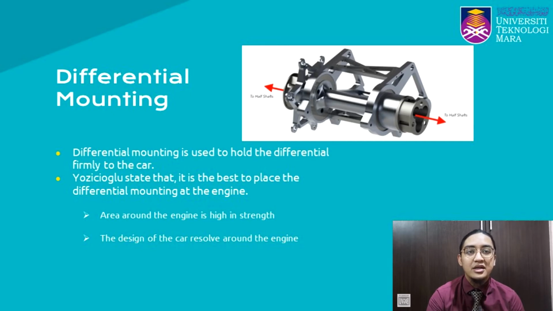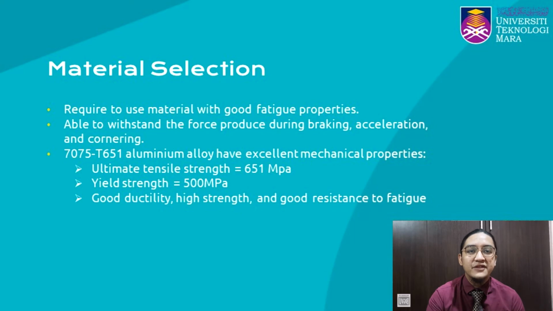For that reason, the location of the mounting itself needs to be placed on a strong foundation. The highest strength on the Formula SAE car is on the engine, due to the whole design being based on the engine. Thus, the transmission mounting is best placed on the engine to take advantage of its high strength. Material selection for the differential mounting needs to be chosen from materials that have good fatigue properties.